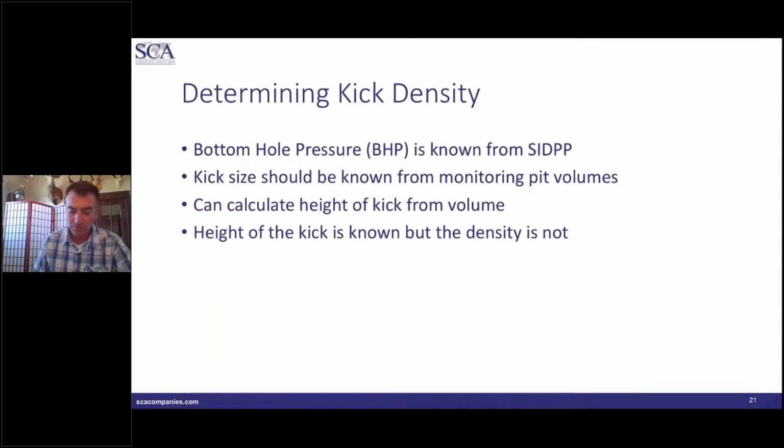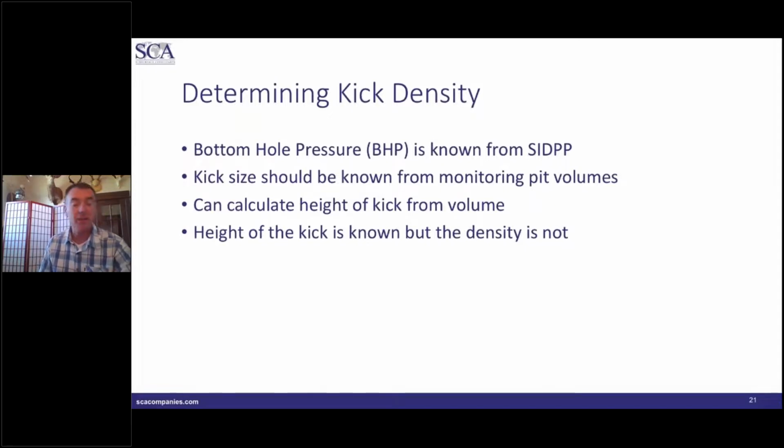So as I said before, we know our bottom hole pressure, and we learned that from the shut-in drill pipe pressure, and we know the kick size because we are monitoring our pit volumes, something I talk about a great deal in my class. It's so important to know how to monitor pit volumes accurately, and we don't do that very well in the oil field, at least on US land.